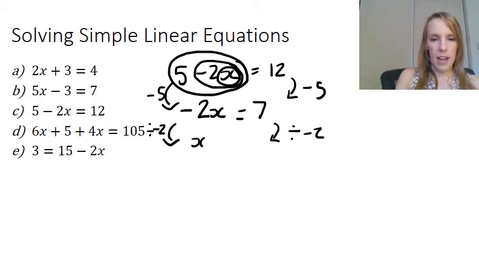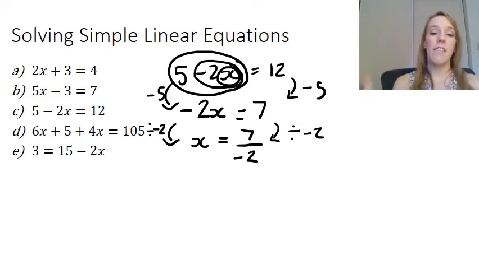So x will equal 7 divided by -2. So in this case, I just leave it as a fraction. If you want to put it into your calculator, you can do so, and that will give you a number that you could substitute back in to check. But I'll just leave it as a fraction for this example here.